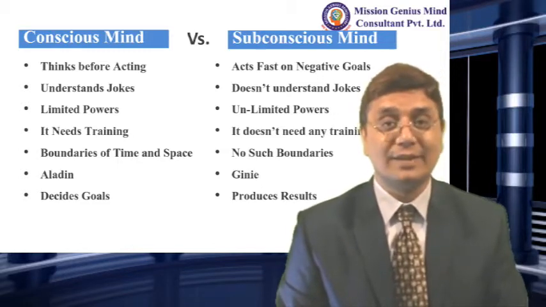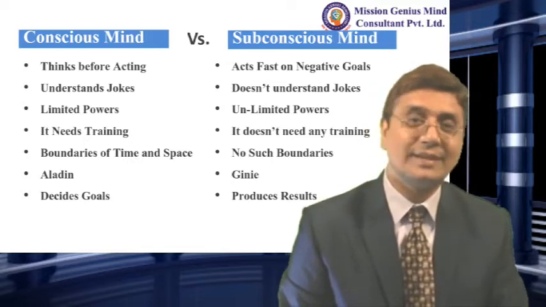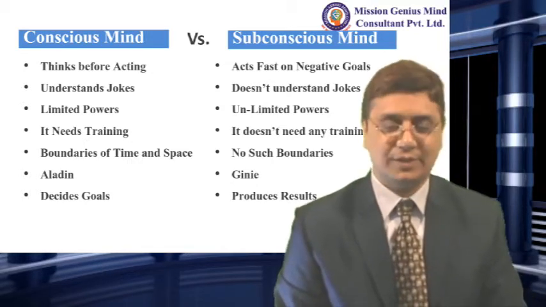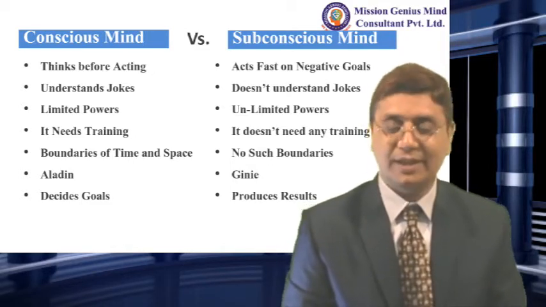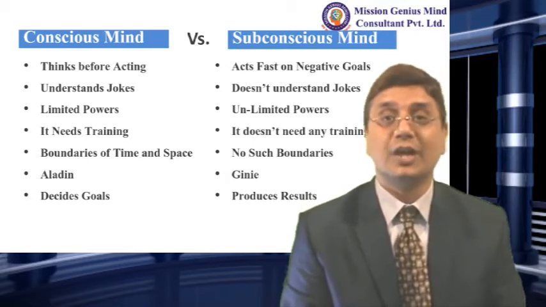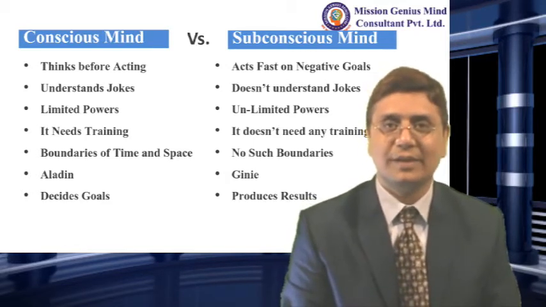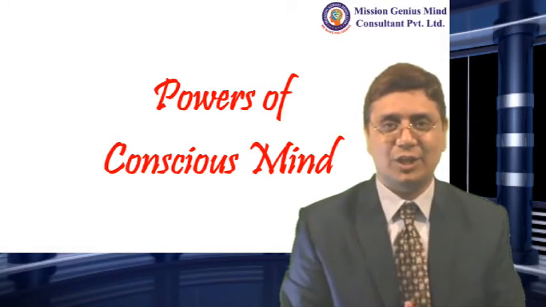The conscious mind has the boundaries of time and space, while the subconscious mind doesn't have any such boundaries. The conscious mind is Aladdin, and the subconscious is the genie. The conscious mind decides the goal, and the subconscious produces the result, fulfills the goals. Okay, I think that will bring a good amount of clarity in your mind.